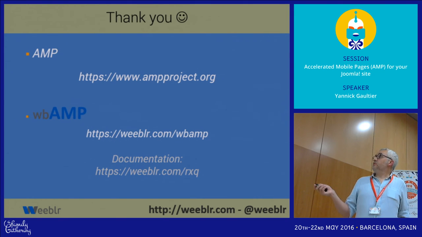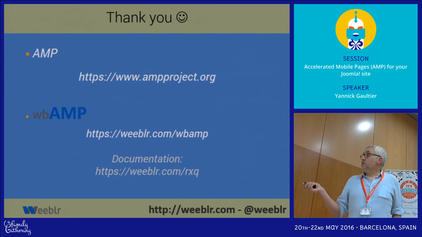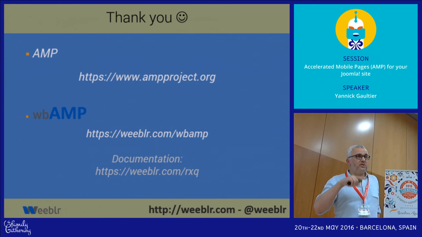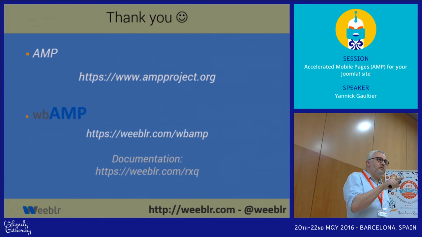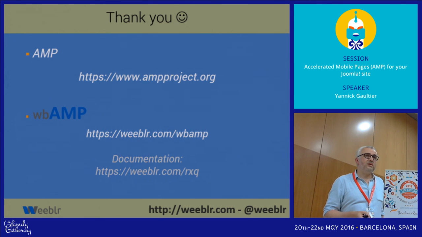Here are useful URLs: the AMP project has documentation, with things that are really accessible. And this is the URL of the plugin and documentation, which is available. So the plugin, because there's probably going to be a question about that: there's a community version that's free, and then there's the main version that's for a subscription. It comes with support and everything. The community version is much simpler, of course, and doesn't have the nice features that you can find in the full version. That's it.